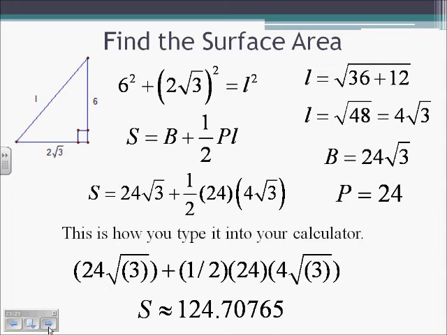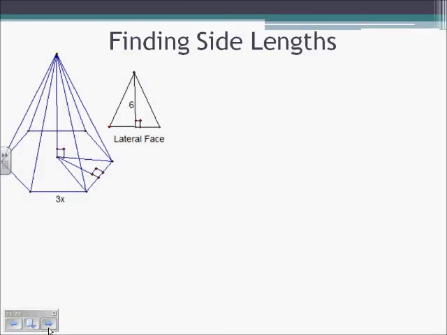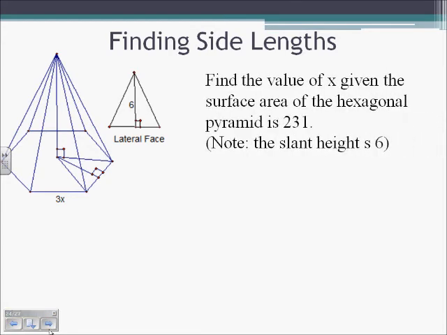But yes, again, always careful in our calculators with how we're plugging things in. 24 then, finding side lengths. If we were asked to find the value of x here, given that the surface area of this hexagonal pyramid is 231, note that they tell us the slant height is 6.